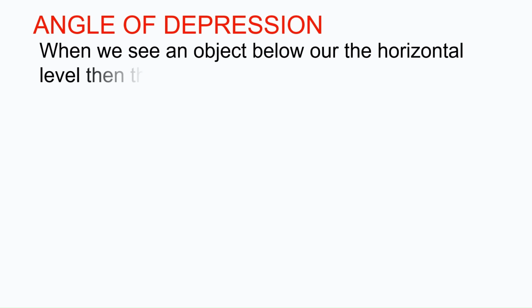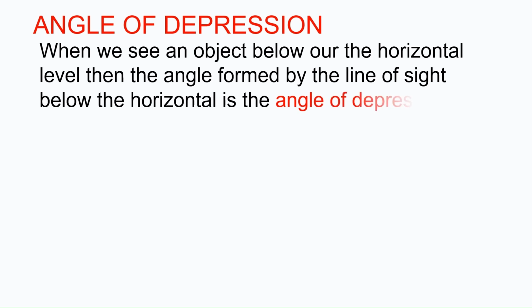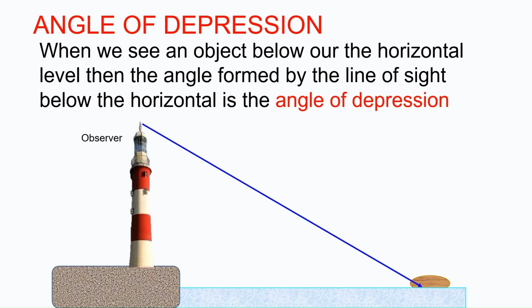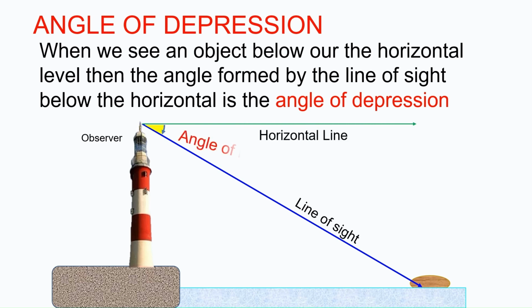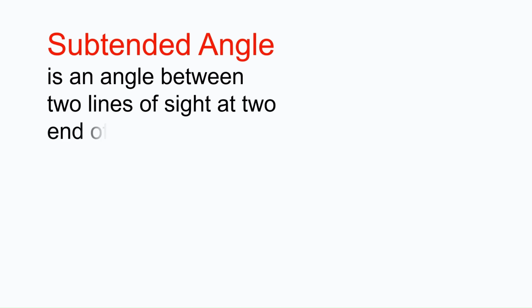Angle of depression. When we see an object below the horizontal level, then the angle formed by the line of sight below the horizontal is known as the angle of depression. Subtended angle is an angle between two lines of sight at two ends of an object.